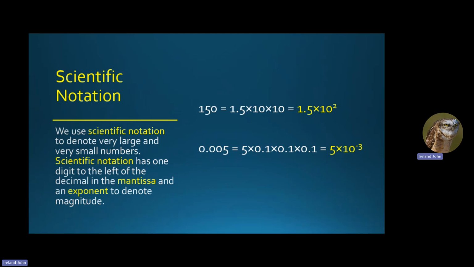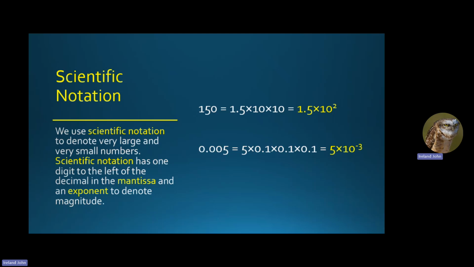If you want just a very easy to understand definition of how scientific notation works, if I was going to convert 150 into scientific notation, it would be 1.5 times 10 times 10. So that would be 1.5 times 10 to the second. You're like, well, why 1.5? Here's where it becomes scientific notation versus just exponential notation, right?